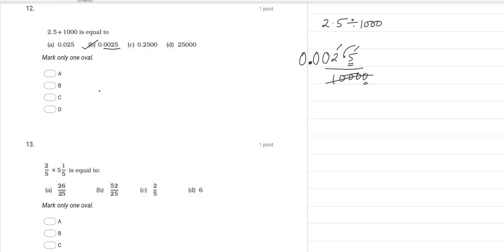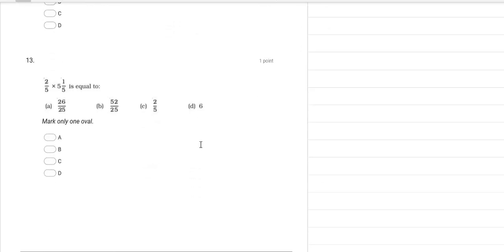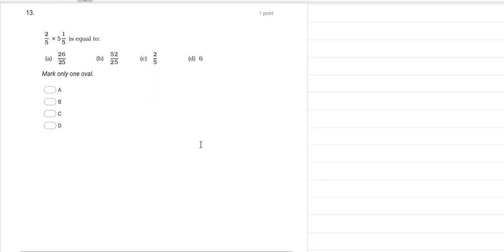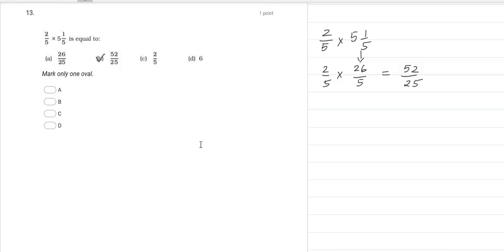So it's done. Now question number 13. 2 upon 5 multiplied with 5 1 upon 5 is equal to, simple, before multiplying we have to write the mixed fraction in simple fraction form, that is 5 5s are 25 plus 1, 26 upon 5. So the answer is 2 26s are 52 upon 25. The right answer is this one.